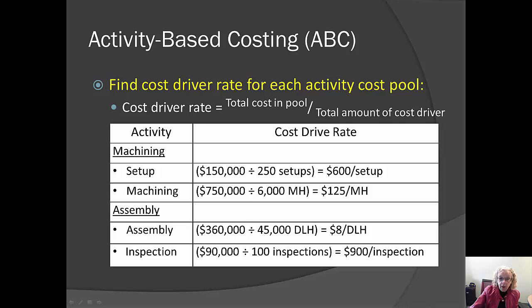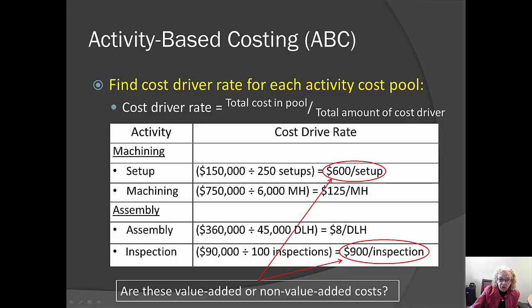Finally, the inspection pool we need to allocate based on the number of inspections, and we find that we should allocate $900 of inspection costs for each inspection that we need to perform. Now, when we look at this information, we can't help noticing the firm is spending a lot of resources every time we have to set up the machines to go from doing one kind of task to a different kind of task. We also notice that we're spending a lot of resources on inspections.